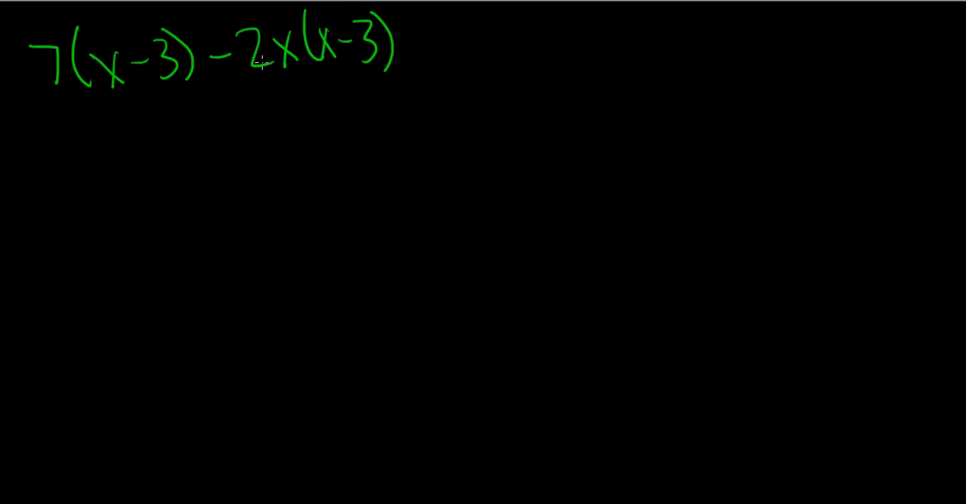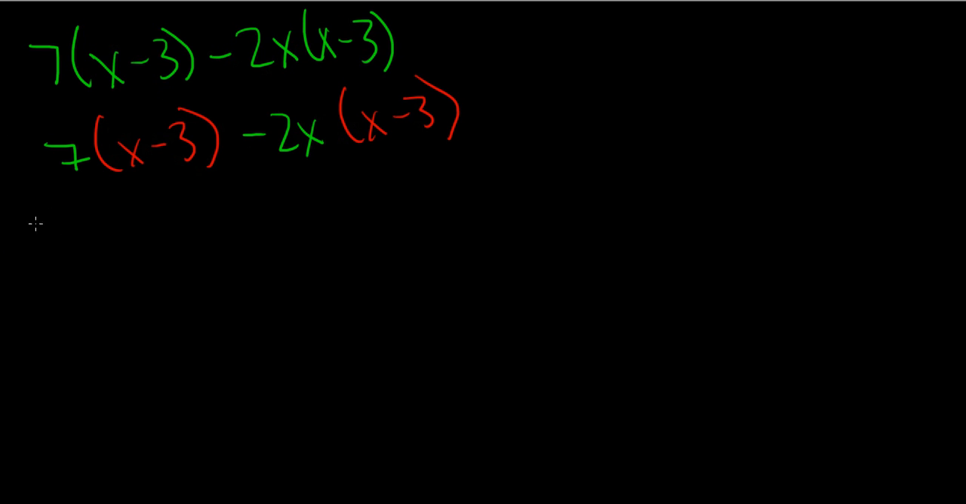Now we're going to look at factoring out a common binomial factor. So we have the problem 7 times (x minus 3) minus 2x times (x minus 3). When we look at this equation, we can see that we have a common binomial factor of x minus 3. The binomial in red is going to be the common factor. So what we can do is factor out the x minus 3.